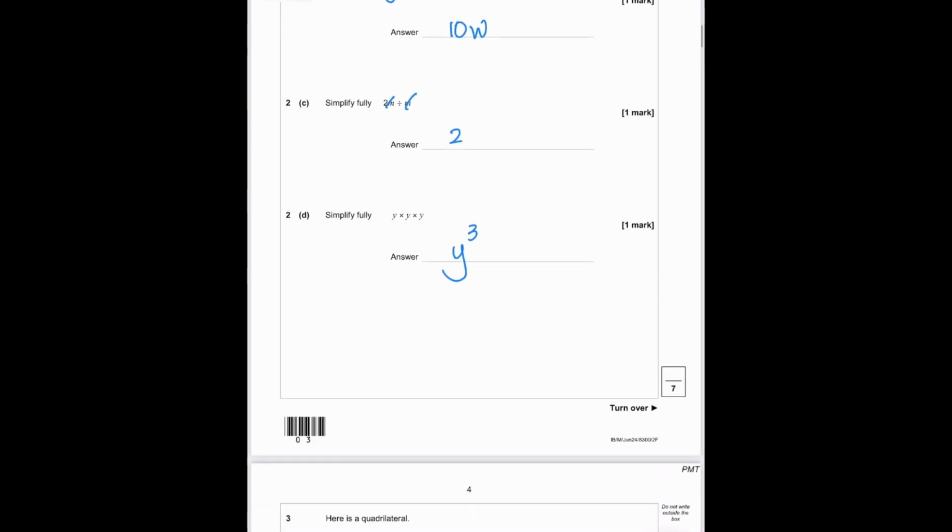Simplify fully. 1x add 4x is 5x. 5 times 2 is 10w. Simplify 2m divided by m gives you the answer 2. Y times y times y is y to the power of 3.